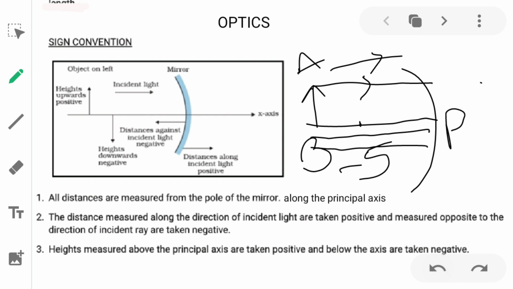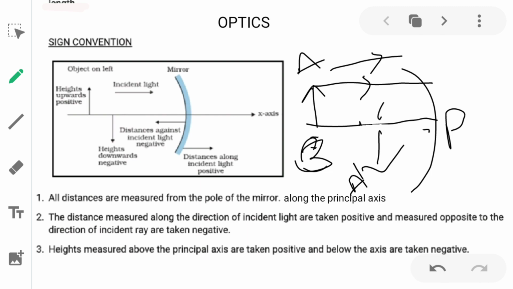Suppose the image is formed in front of the mirror, below the principal axis. Then how does the image distance have to be measured? From the pole to the image, PB dash. If it is 2 centimeter, look at the direction of the measurement.